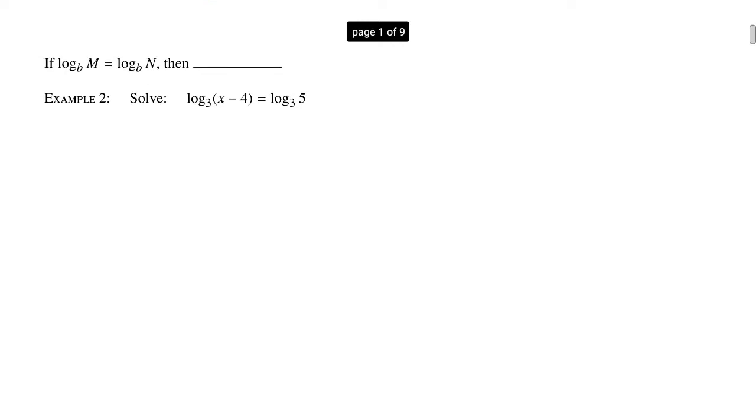Second statement: if log base b of m is equal to log base b of n, then the arguments are equal, so m is equal to n. If you have two logs that are equal, as long as they're in the same base, then their arguments are equal, and you can just set them equal. Example number 2, solve. Log base 3 of x minus 4 is equal to log base 3 of 5. In this case, x minus 4 is equal to 5, and x is equal to 9.